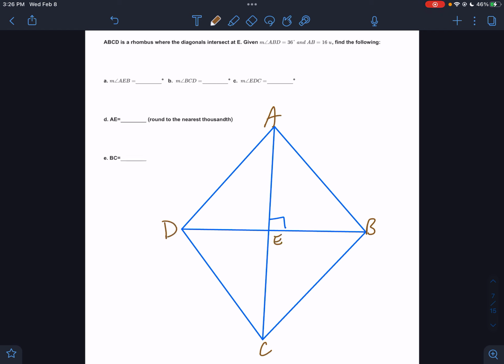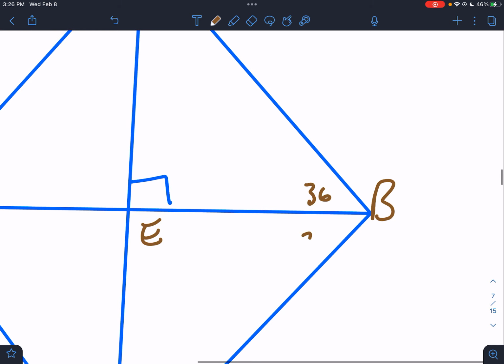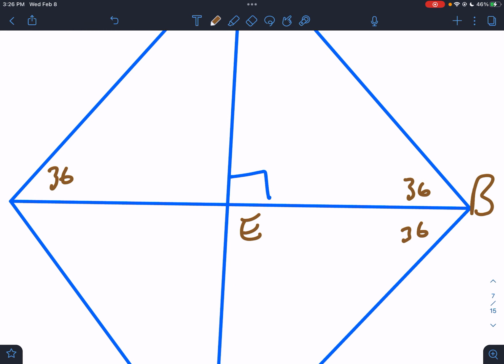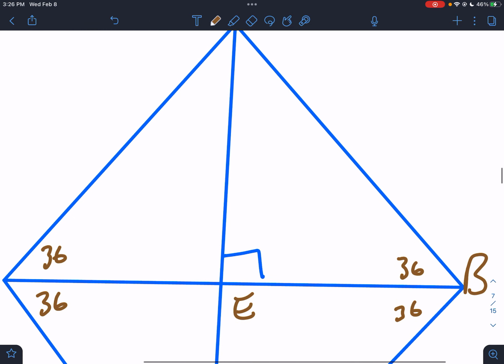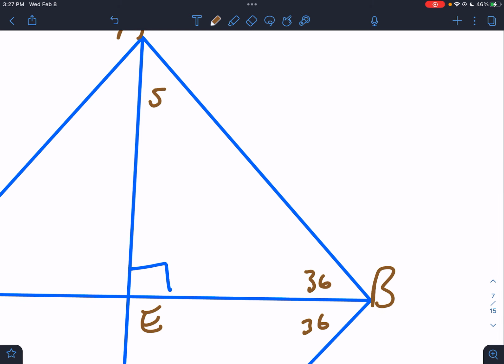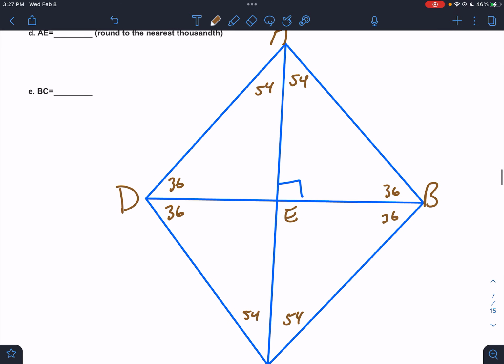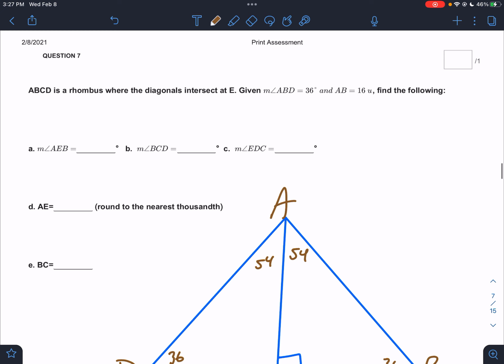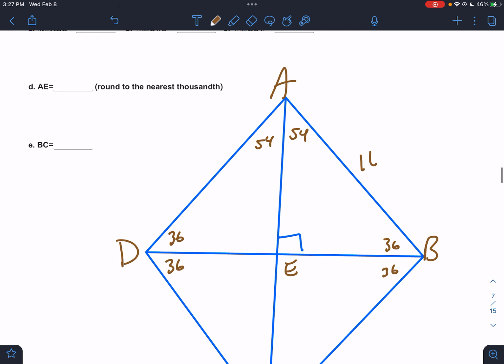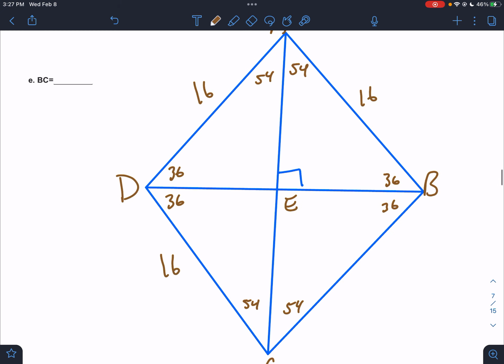The diagonals intersect at E. All right, given ABD is 36, so this would be 36. So that means this is 36, this is 36, this is 36, because that's 90. 90 minus 36, that's going to be 54, 54, 54, 54. Let's go. Rhombuses are folded in half both ways. The opposite sides are equal. The opposite angles are cut in half. Like, we just got lots of symmetry here. AB equals 16. That means all the sides are 16.